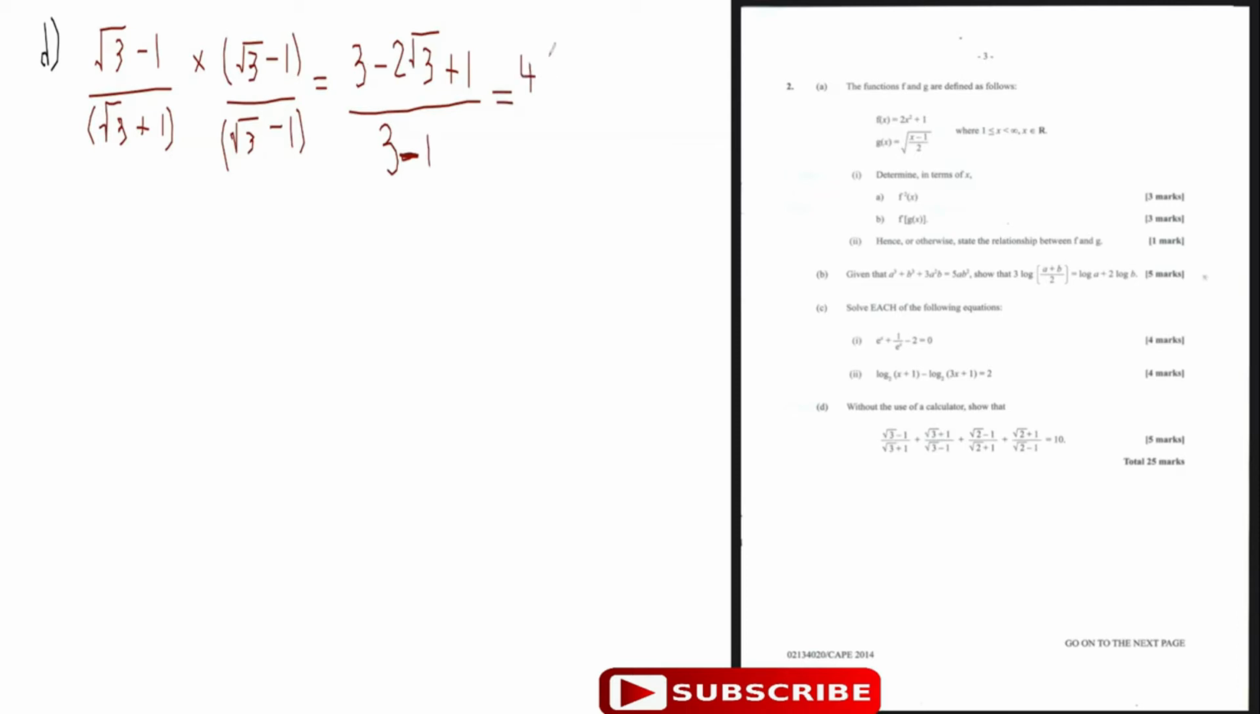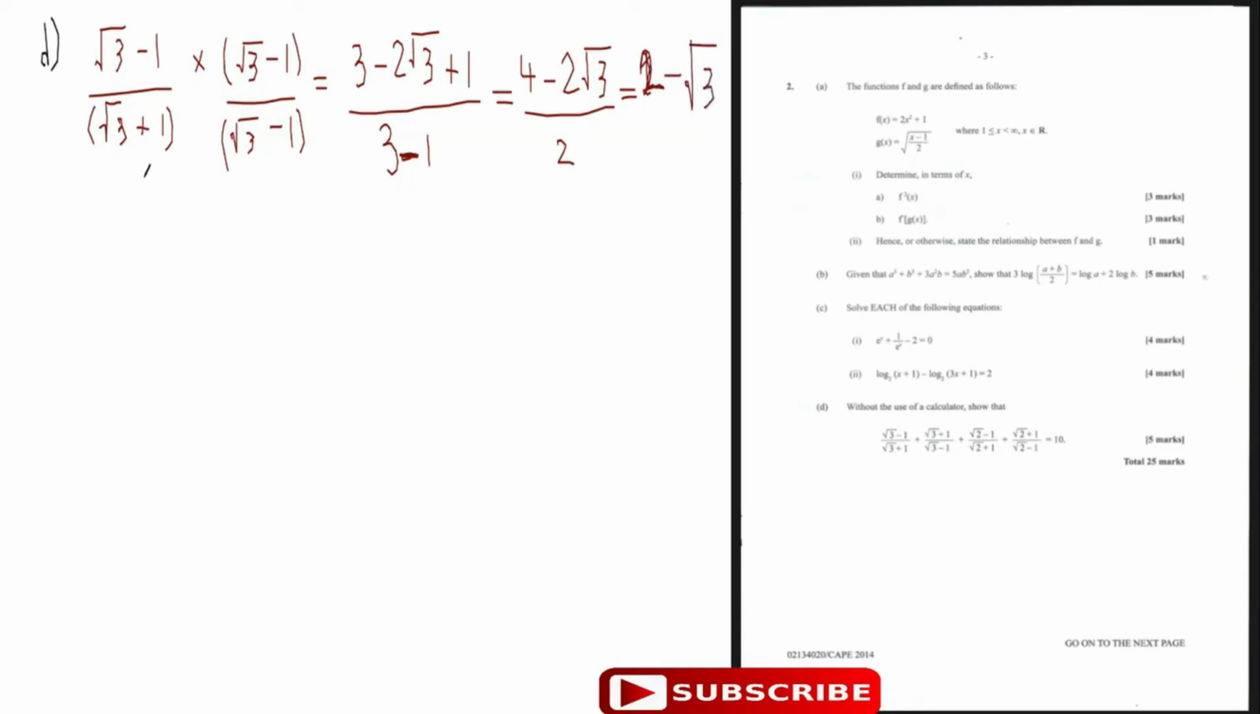So that works out to be 4 minus 2 root 3 over 2. And then I do the division, and I get 4 over 2 is 2, and 2 root 3 over 2 is just minus root 3. So now I have 2 minus root 3.